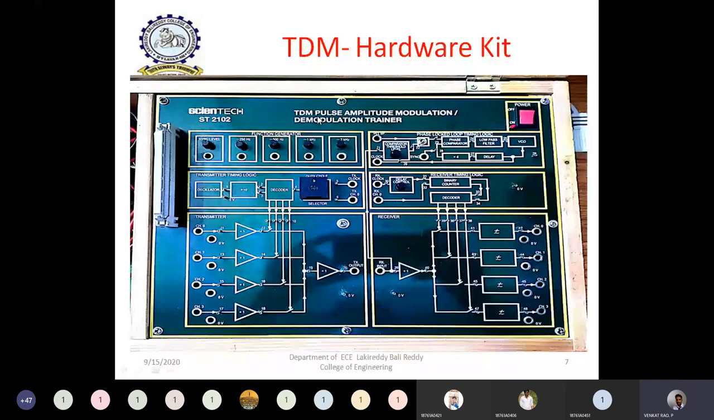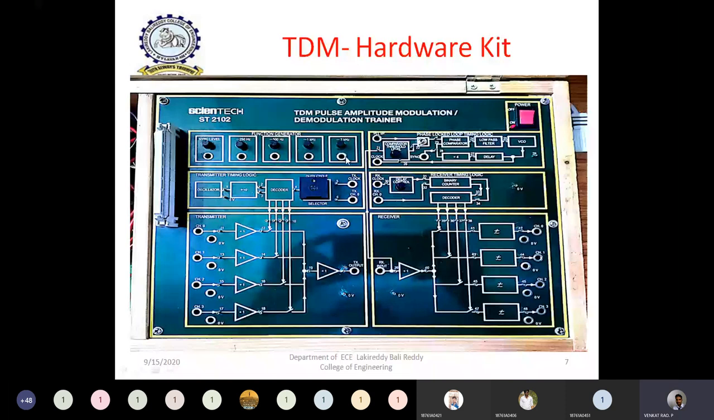Now, how do we multiplex a number of signals using this hardware kit, how do we observe the multiplexed waveform, and then how do we demultiplex? If you observe this kit diagram carefully, there are different input knobs given, 5 input knobs. Out of these, these are the 4 input signals which we are going to take for this particular experiment.